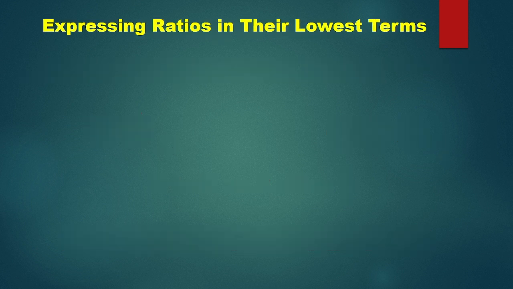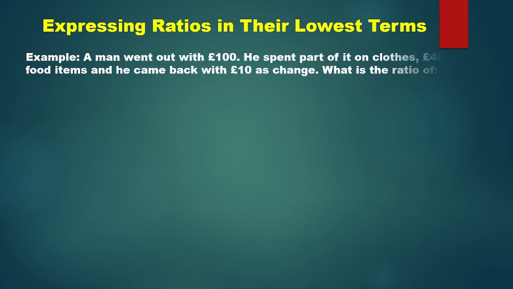Let's learn how to express ratios in their lowest term. Expressing a ratio in its lowest term is more like expressing fractions in their lowest term. Let's take an example. A man went out with £100. He spent part of it on clothes, £40 on food items, and he came back with £10 as change.